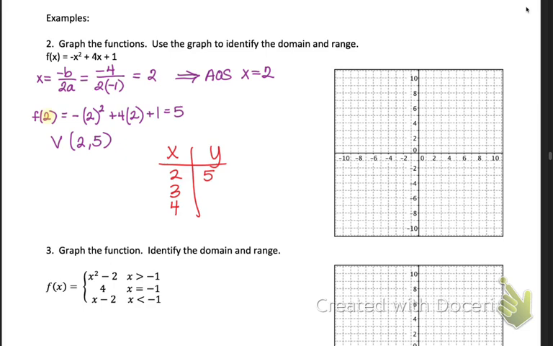Okay, so we're just going to plug these numbers in. When I plug in 3, you should get 4. And when I plug in 4, we should get 1. So those are our ordered pairs. So we'll start at 2, 5.